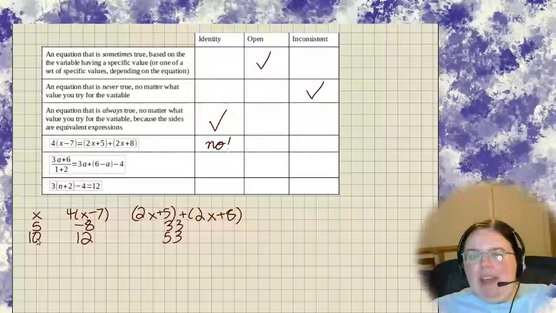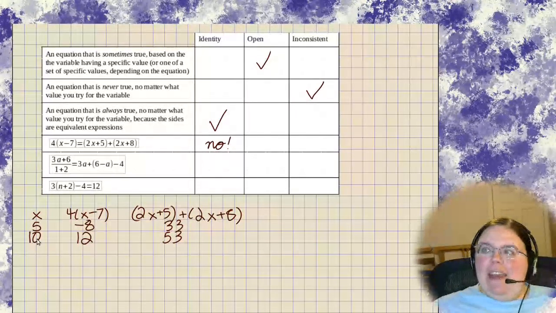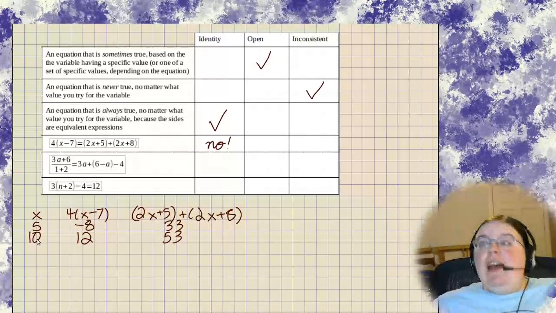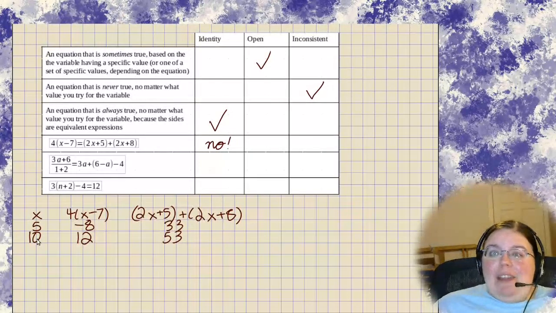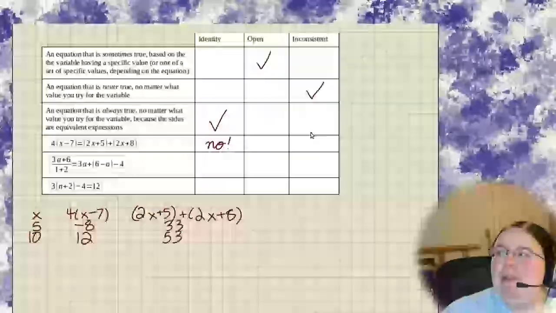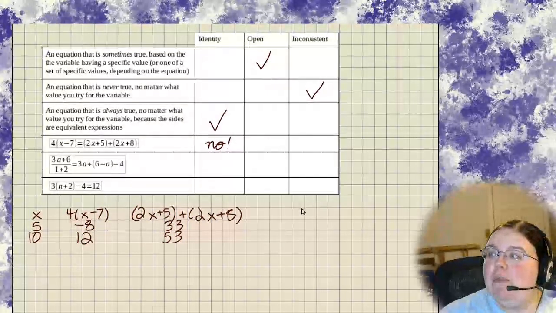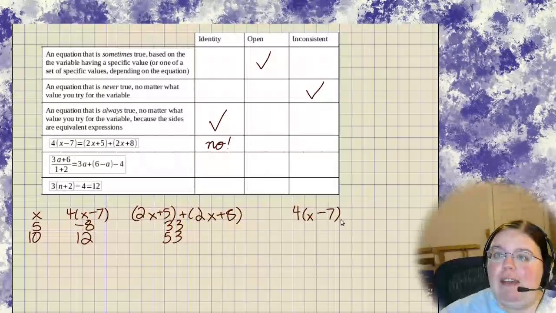Now, I could guess and check literally all day, and I might not get lucky if it's an open equation and guess the right thing. And if it's an inconsistent equation, I'll never be done guessing and checking because there's always another number I could try. So what we can do instead, when we think that it might either be an open or an inconsistent equation, is simplify both sides to find out which. I'm not going to do anything that changes the value of either side. I'm just going to simplify each side.